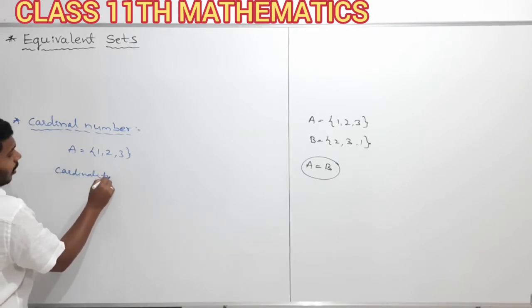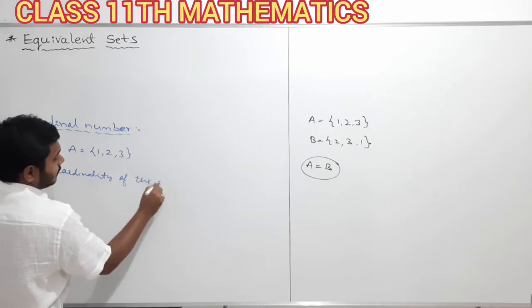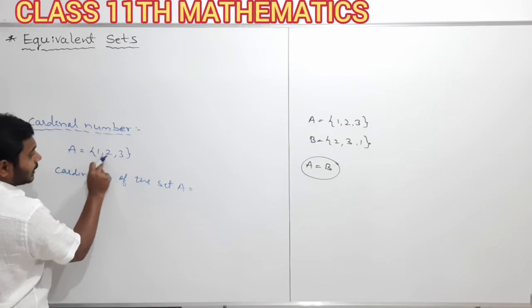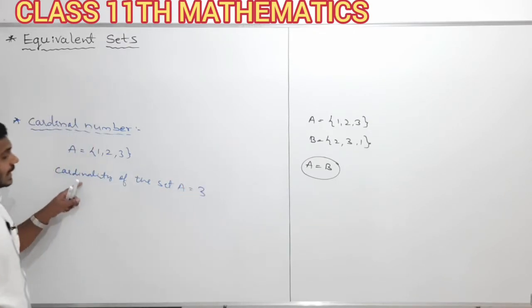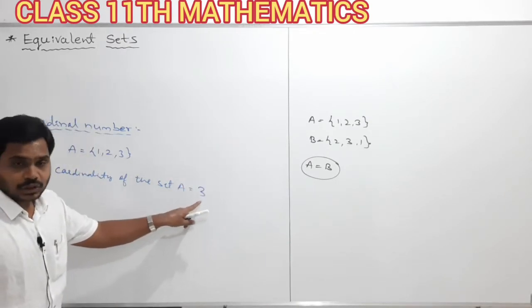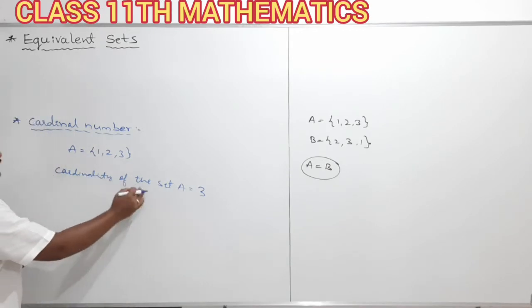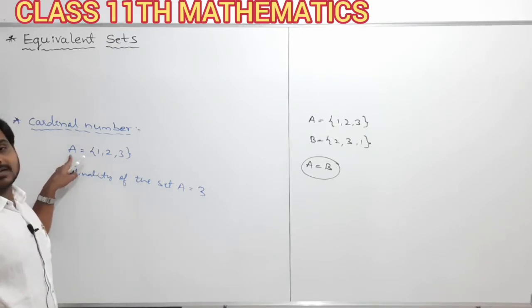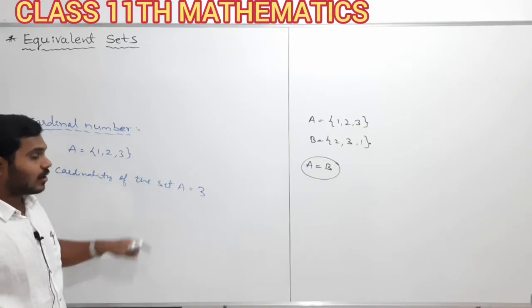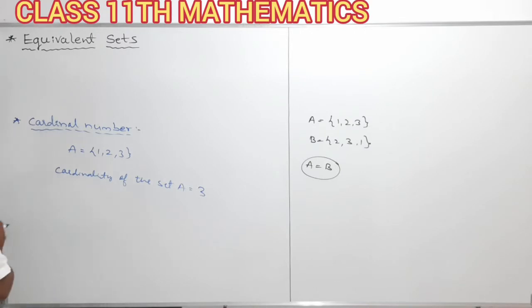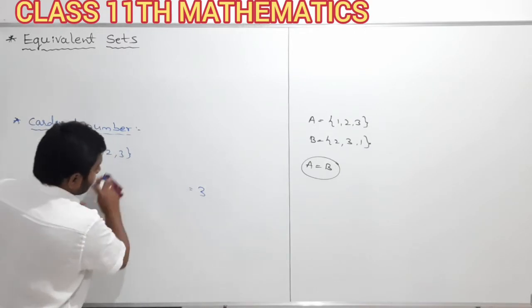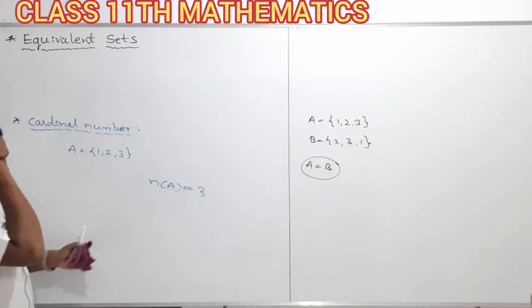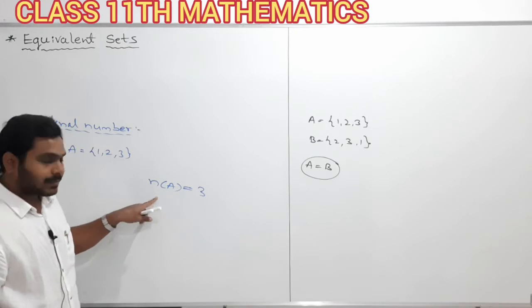the cardinality of the set A is, how many elements are there? 1, 2, 3. So therefore, my dear students, the cardinality of the set A is equal to 3. So what does it mean? Cardinality of the set A means the total number of elements present in the given set A, and this we will denote as N of A. Am I clear, my dear students? So the cardinality of a set A is denoted by N of A.